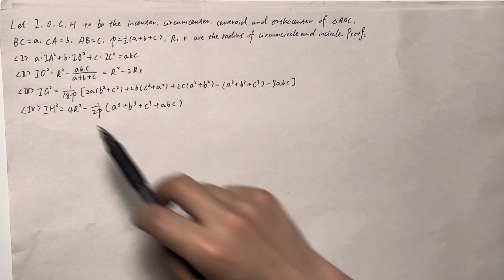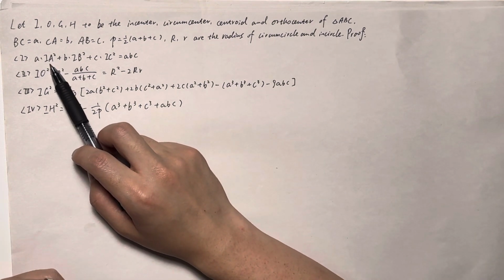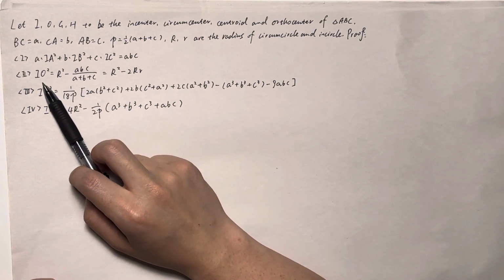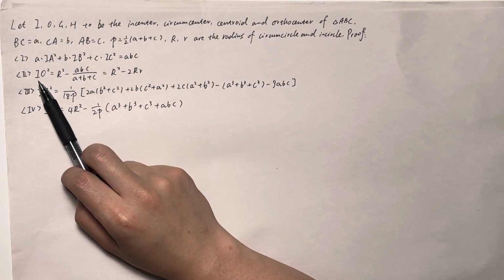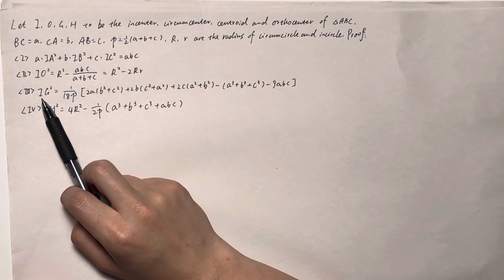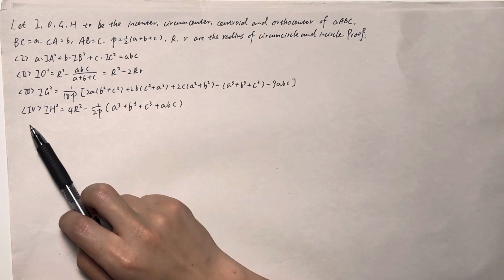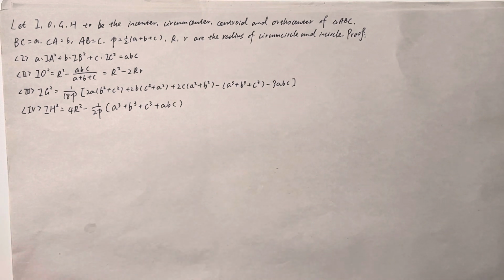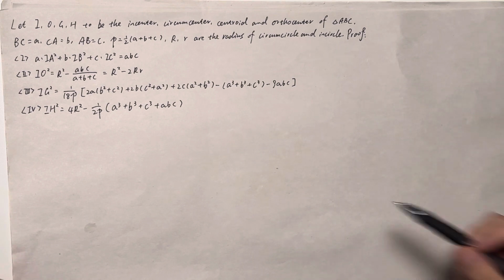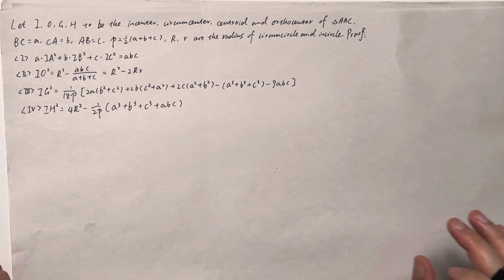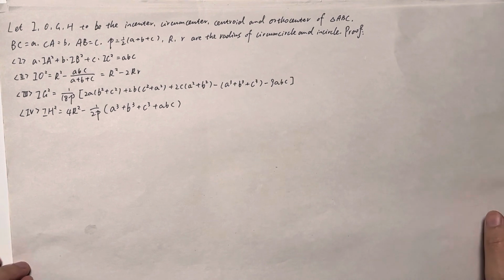Basically, the first one is the relation of IA, IB, IC, and the second one is the distance from the incenter to the circumcenter, and the third one is the distance from the incenter to the centroid, and the fourth one is from the incenter to the orthocenter. It reminds us that we actually want to find a way to calculate the distance of a point to the incenter, right?